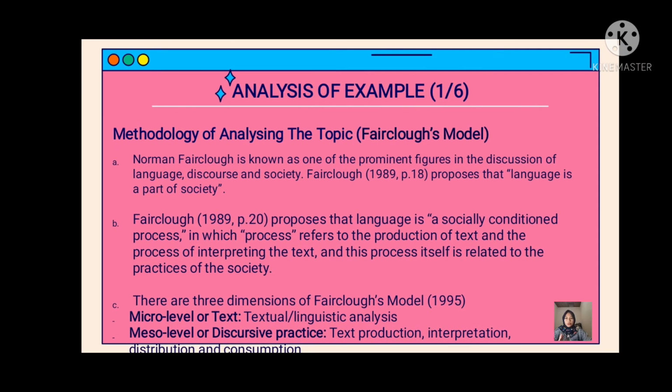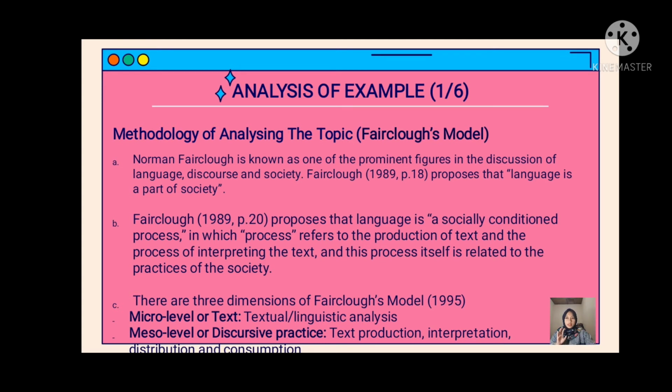Let's move to Fairclough's model of CDA. Here, Norman Fairclough is known as one of the prominent figures in the discussion of language, discourse, and society, and he proposed that language is a socially conditioned process, in which process refers to the production of text and the process of interpreting the text, and this process itself is related to the practice of the society.